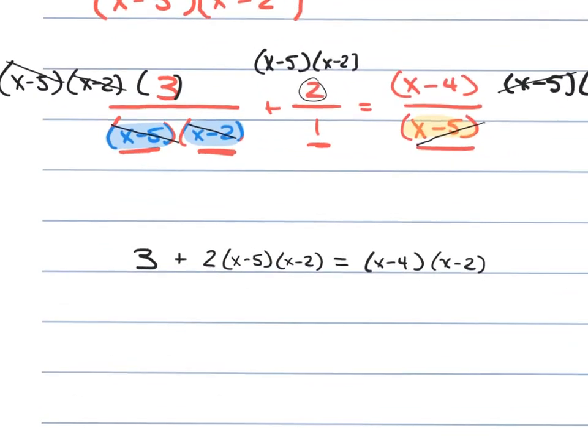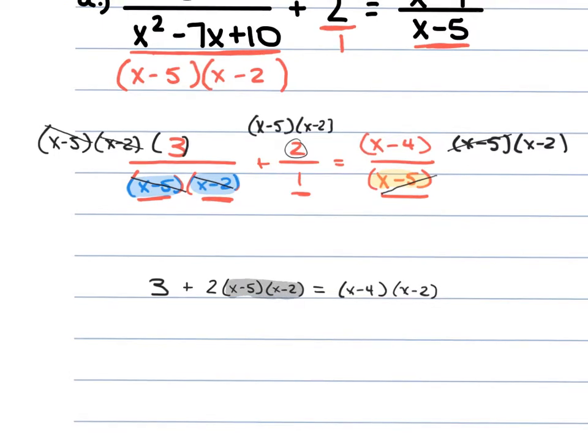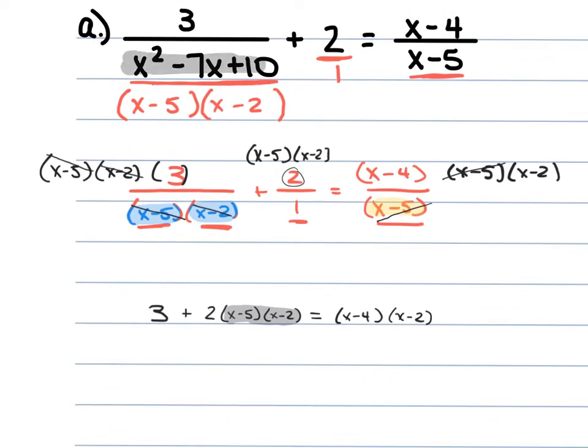Now, let's work some of these out. Actually, I already know what this equals. How do I know very quickly what that equals? We had it all the way back here. Remember back here, that's how we got the x minus 5, x minus 2. So I'm going to make my math a little bit easier by just doing this. It's 2 times x squared minus 7x plus 10 is equal to x minus 4 times x minus 2.